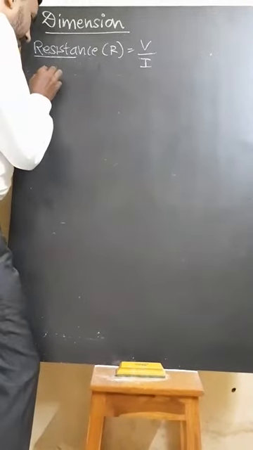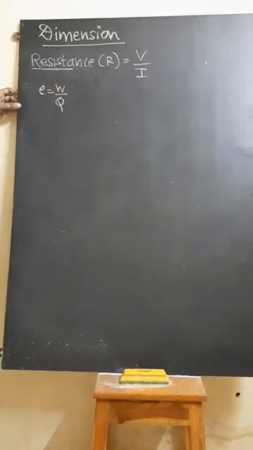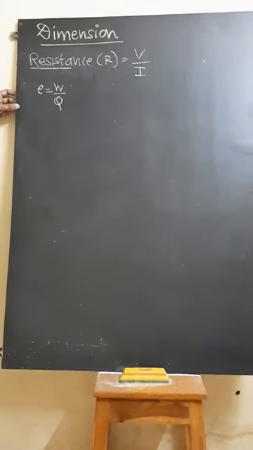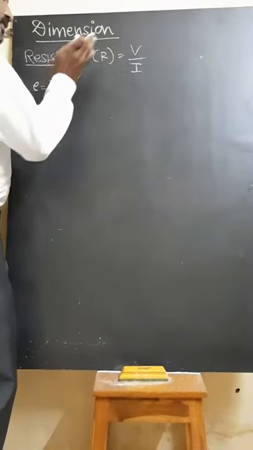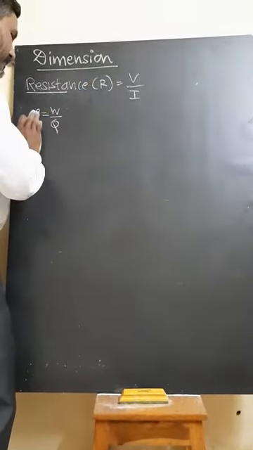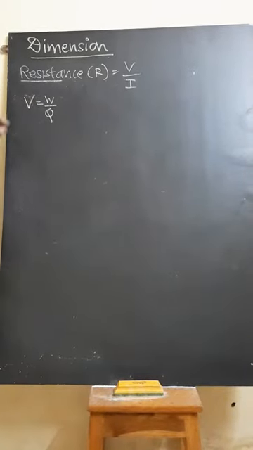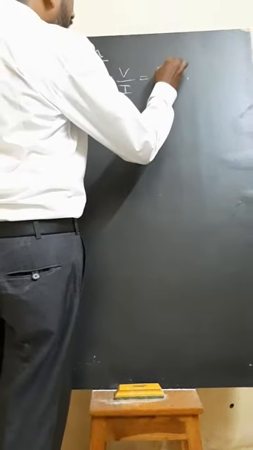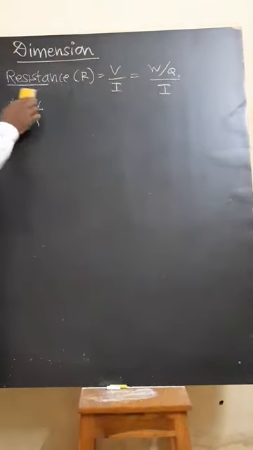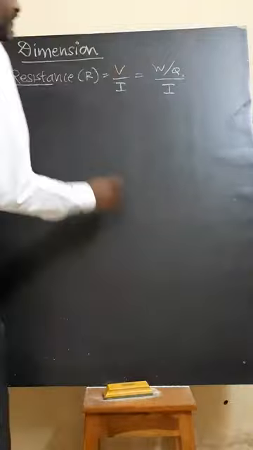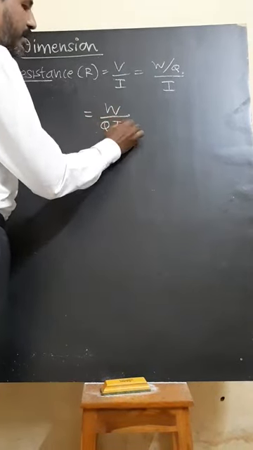One formula is that EMF equals work done per unit charge. Sometimes when you study in detail the second part of physics, potential difference is nothing but work done per unit charge. So I am expressing this V as work done per unit charge upon current. Here I am just revising some terms, some basics. We clear this: work done over charge multiplied by current.